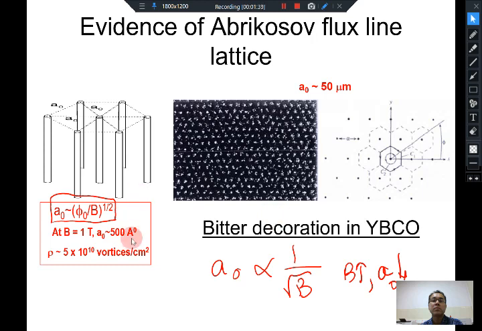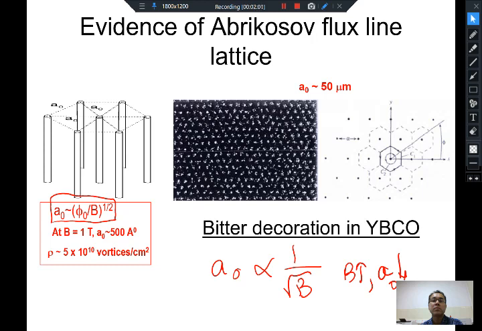This is like 50 nanometers. The spacing at 1 Tesla between two vortices is about 50 nanometers, and of course at much lower fields of 0.004 Tesla it is 50 microns. So you can have very large spacing between vortices. What is the technique which can actually make you see such vortices? Can you use some diffraction technique?